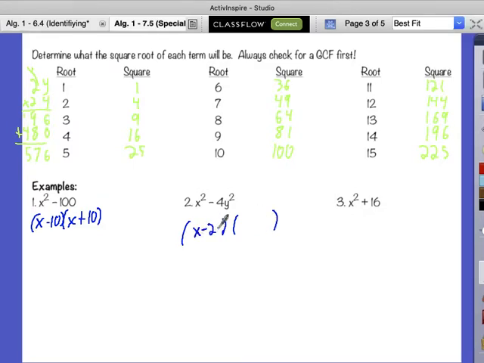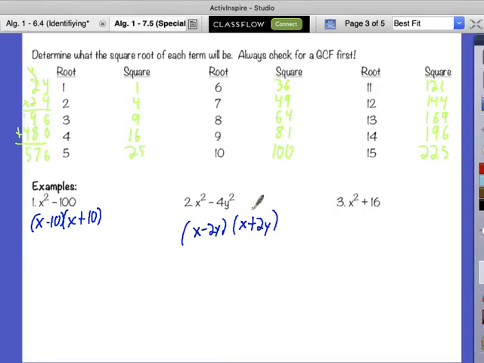x minus 2y, and x plus 2y. Because what's the square root of 4y squared? 2y times 2y: 2 times 2 is 4, y times y is y squared. So in order for 4y squared to be a perfect square, the coefficient has to be a perfect square, and the variable has to be a perfect square. So 4 is a perfect square, and y squared is a perfect square, so 4y squared is a perfect square.